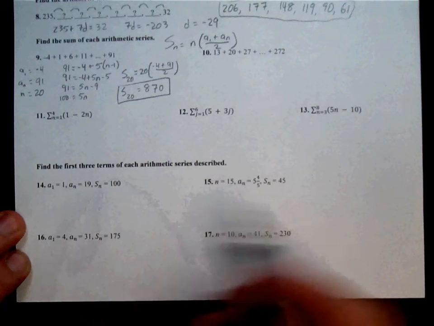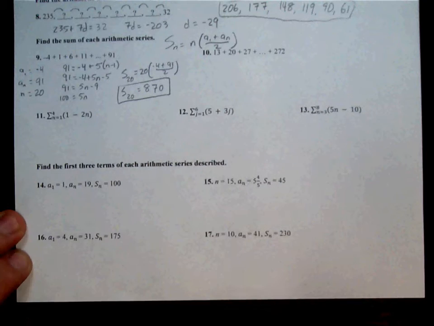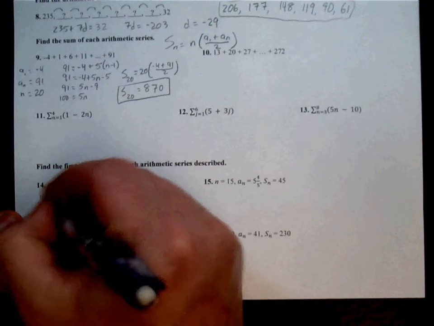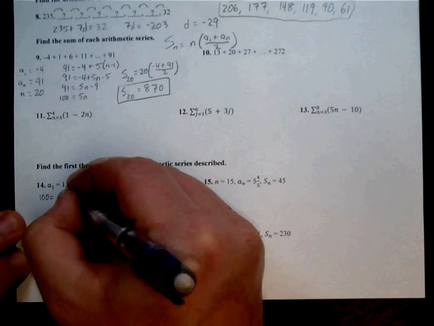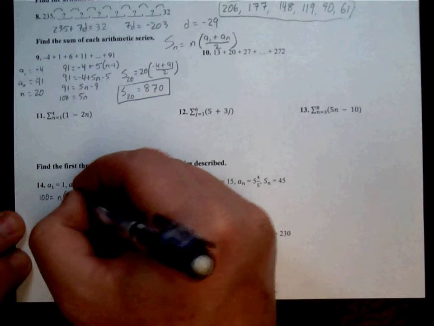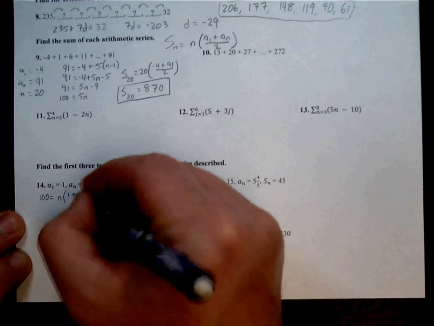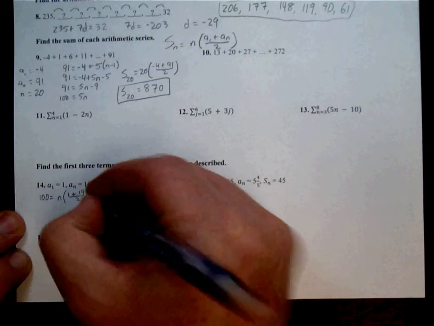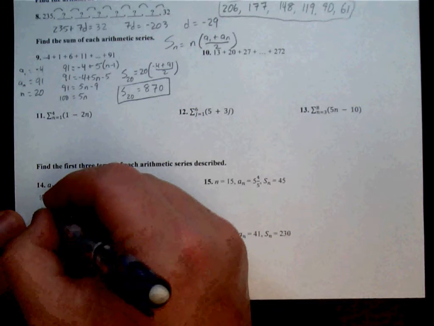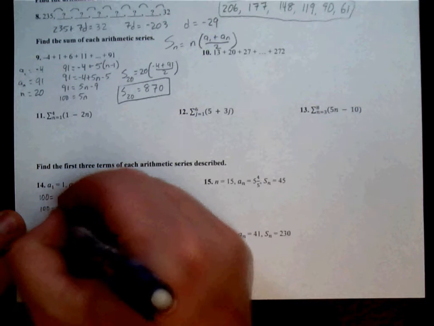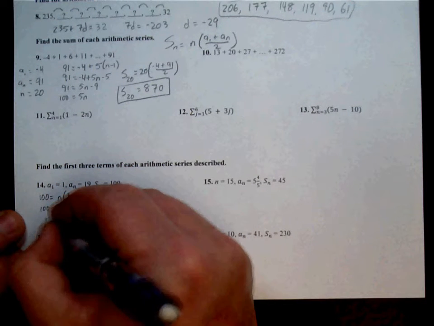First thing I'll do is use the sum formula like we just did. Plug in what we know. So this total sum is 100. I don't know how many terms there are, so I'll leave the n in there. But I know the first term. I know the last term. So I can find their average. So the average there is 10. So 10n equals 100. So n must be 10.